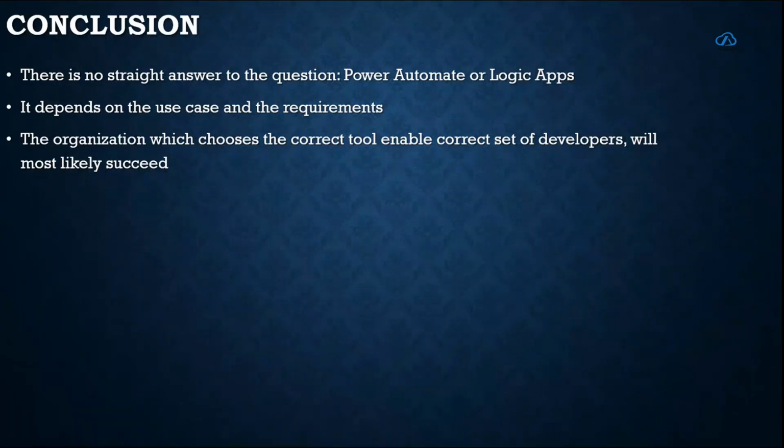Because if you get stuck, or if the organization gets stuck saying that no, I will only use Power Automate or I'll only use Logic App, they will not be successful, because each technology has its own set of uses and advantages, so to speak, right? So we need to mix and match as and when required.